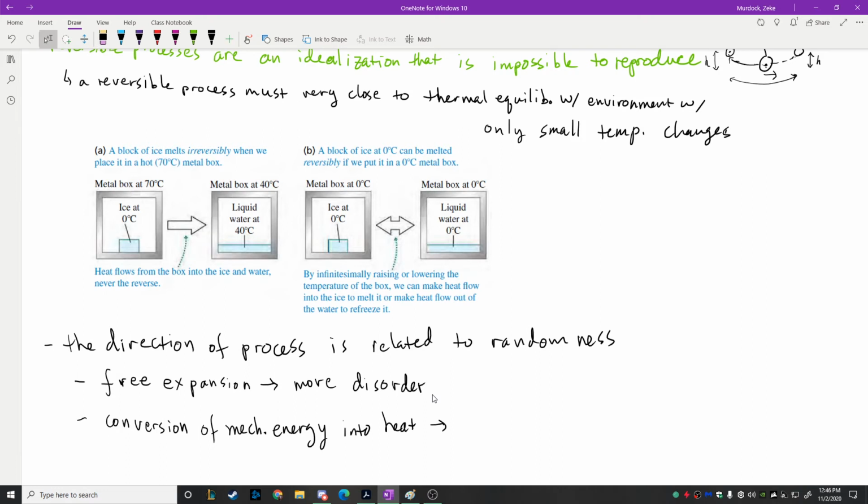This also is a process that produces more disorder. The science word for disorder is entropy. Entropy is a measurement of disorder. But in general, we can just say that the direction of a process is related to randomness. Almost all processes occur in such a way that they lead to more disorder.